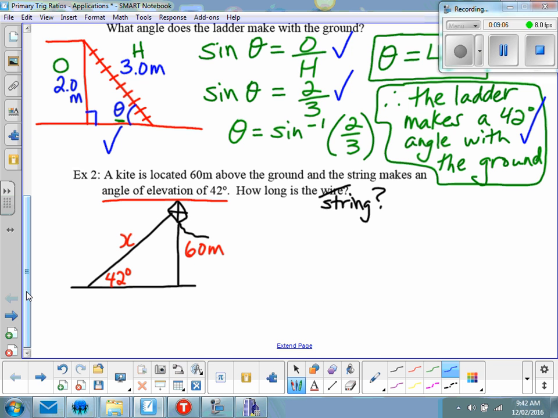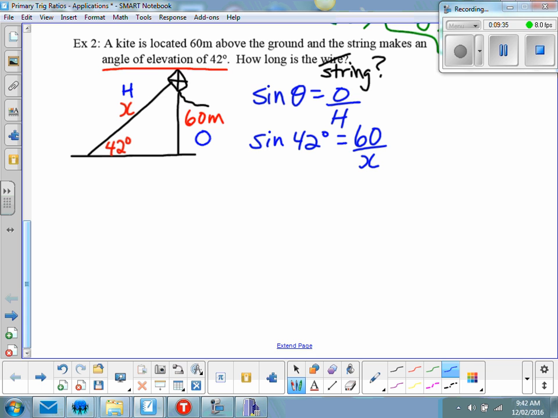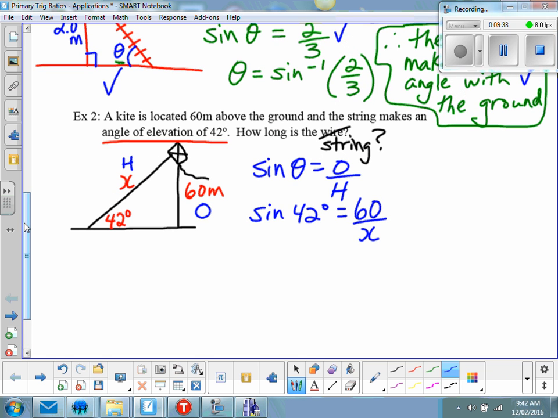Okay, so now we need to identify our sides here. The 60 meters is opposite the angle. The x is the hypotenuse. So we're back to sine again. So sine theta equals opposite over hypotenuse. Sine 42 equals 60 is the opposite, and x is the hypotenuse. Now hopefully you remember what we do when we run into this situation. So remember when we get here, we're going to swap these two guys so that we get that x up onto the top of the equation.